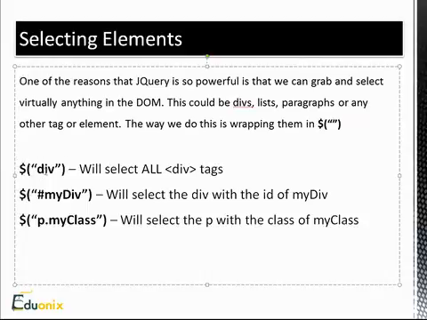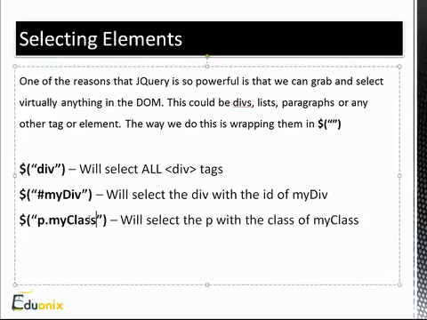Alright, so if you want to zero in on a certain div, then you can give it an ID, and you can do it this way. So this here will actually select only the div with the ID of myDiv. And it's not just divs, you can get paragraphs. So this here would grab the paragraph with the class of myClass. You can grab form elements, span tags, pretty much anything at all. And that's what makes this so powerful.